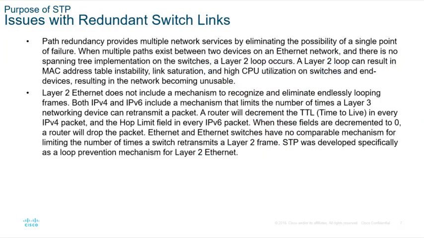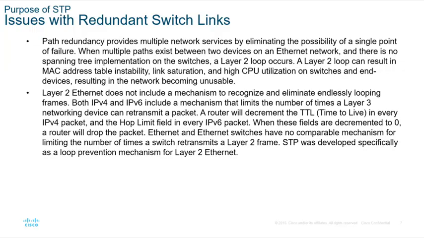So the issues with redundant switch links: passive redundancy provides multiple network service by eliminating the possibility of a single point of failure. When multiple paths exist between two devices on an Ethernet network, and there is no spanning tree implementation on a switch, a layer 2 loop is going to take place.